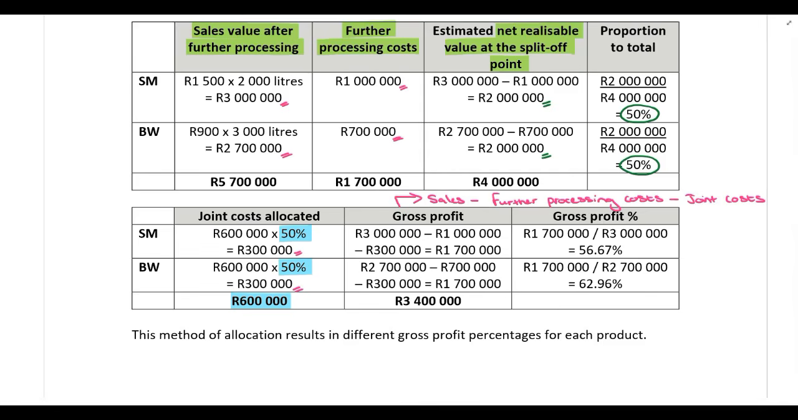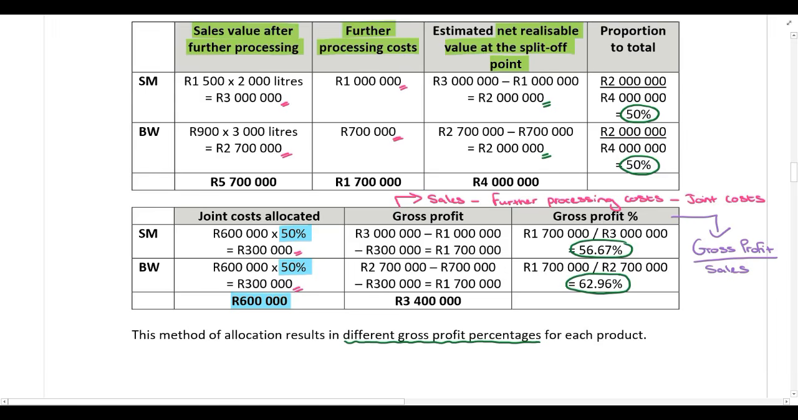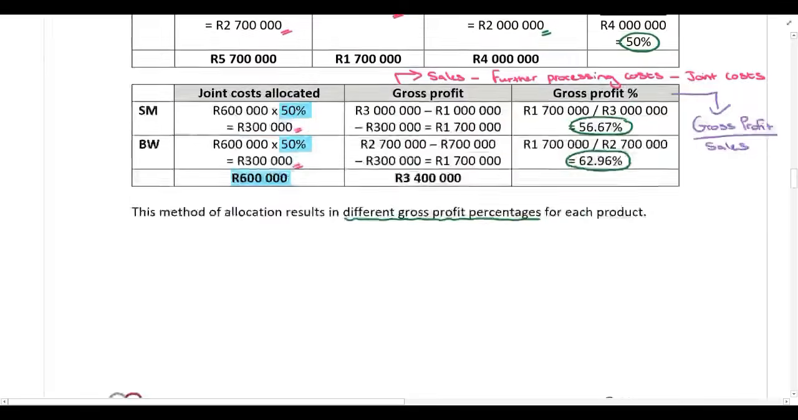Then I want you to calculate the gross profit percentage. And remember, you calculate the gross profit percentage by taking gross profit and dividing by sales. So you can see this method of allocation results in different gross profit percentages for each product. They've got different gross profit percentages.